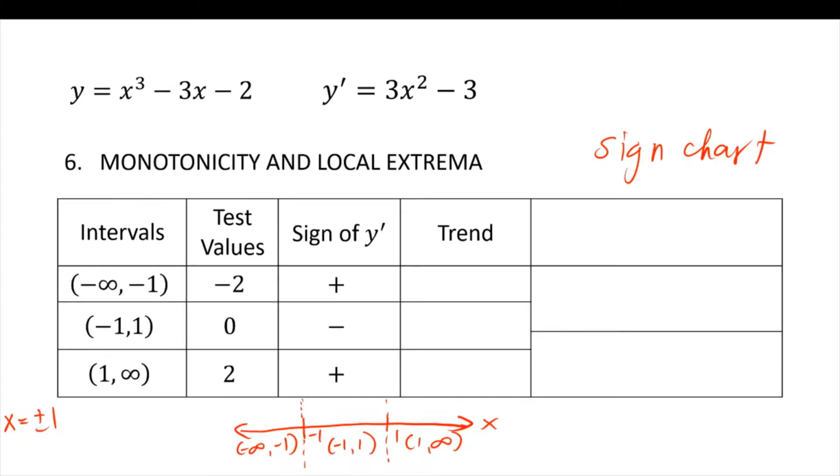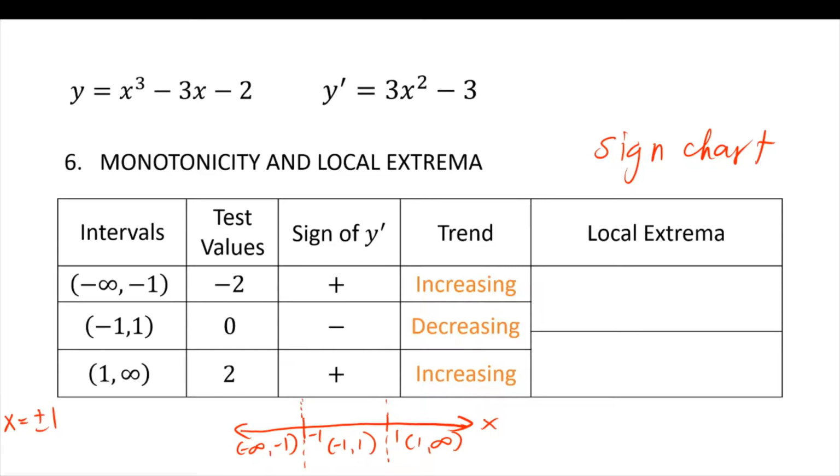Okay, so let's call this column the trend or the behavior of the curve for a particular interval. So first one, y prime is positive, therefore it's increasing. If it's negative, then it's decreasing.